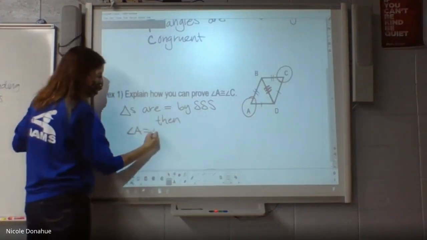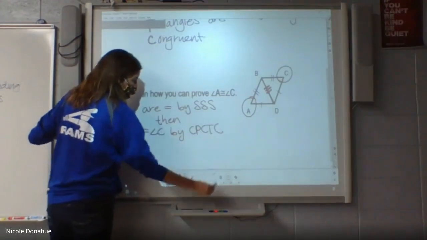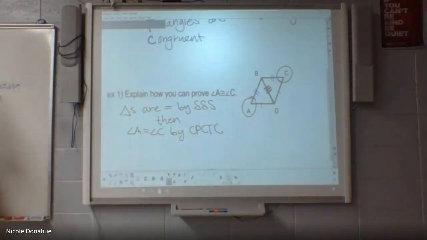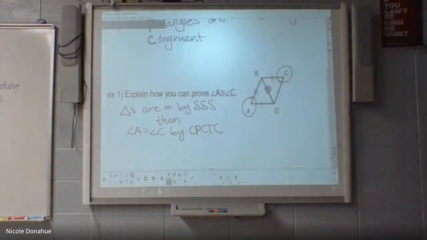So then angle A equals angle C by the CPCTC. In a proof, that would be our reason. This is just asking us to explain it. So we're able to say the triangles are equal because of side, side, side, but then also the angles have to be equal because all the parts would have to be equal as well. So we'll do a few proofs with this today.